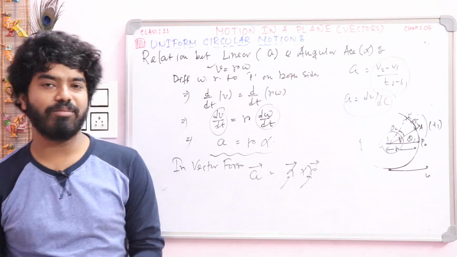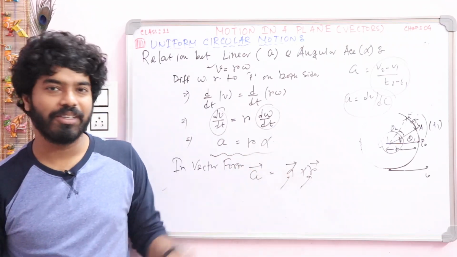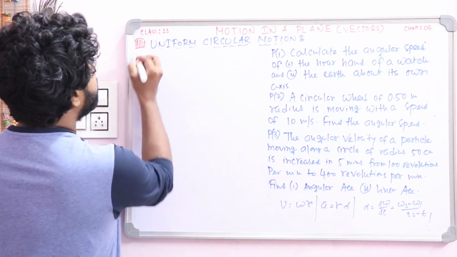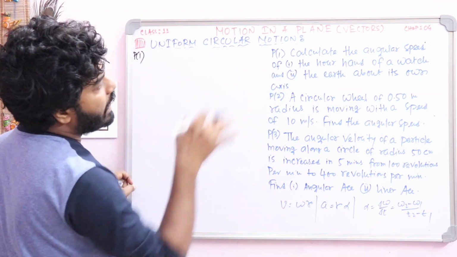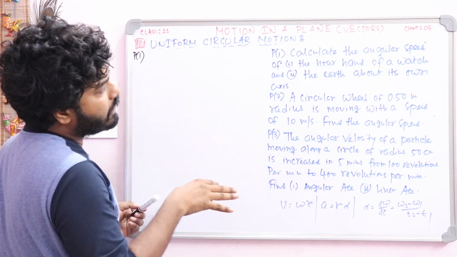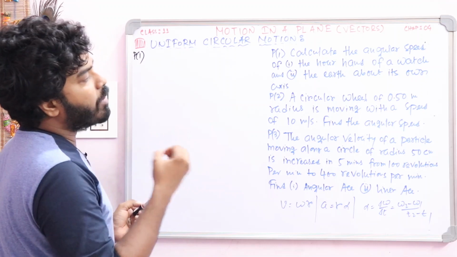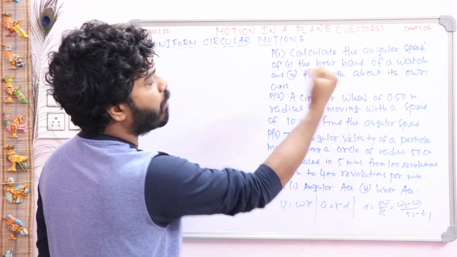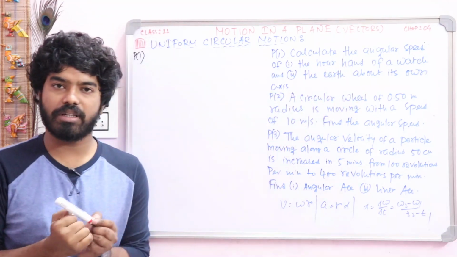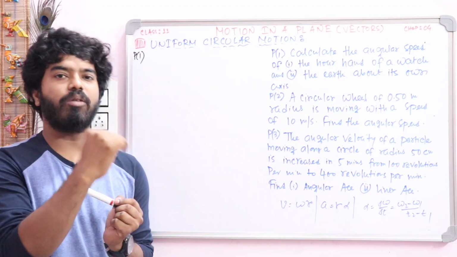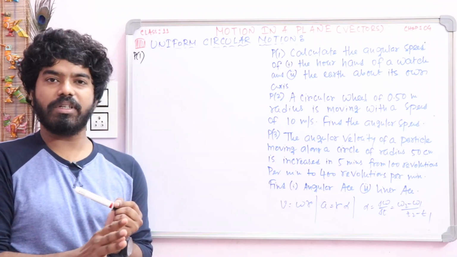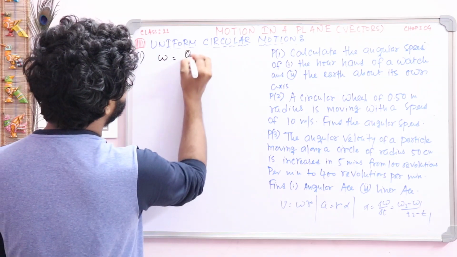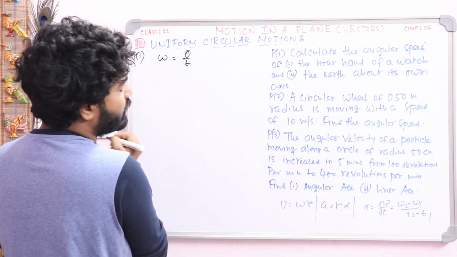Now we will check some numericals related to this formula. Okay, solve it. First of all write down the numericals. You see, our first numerical: calculate the angular speed of the hour hand of a watch and the earth about its own axis. All of you know our hour hand completes one rotation in how many hours? Our hour hand completes one rotation in 12 hours. So you have to find the angular speed, that is omega is equal to theta by t, or you can write del theta by del t.